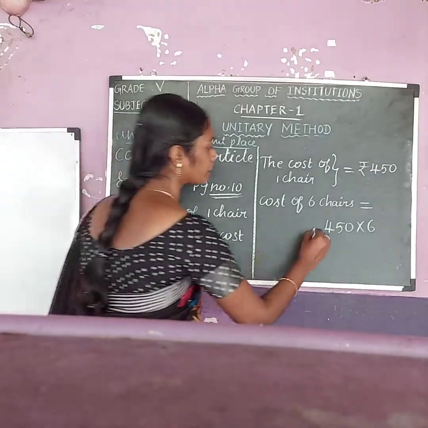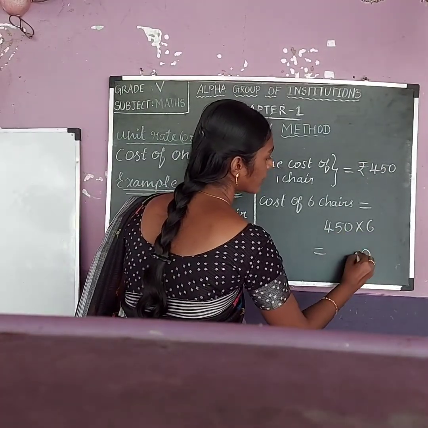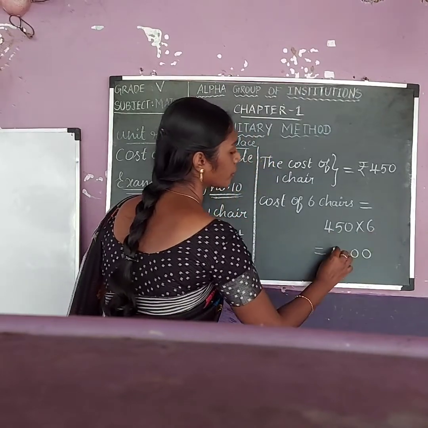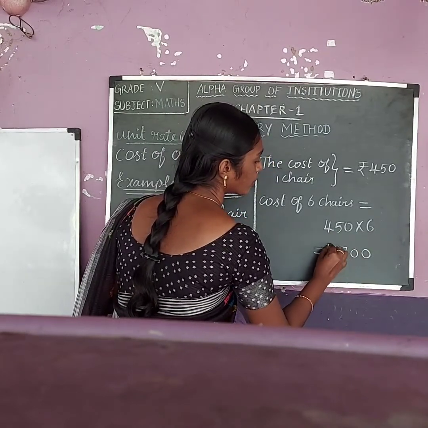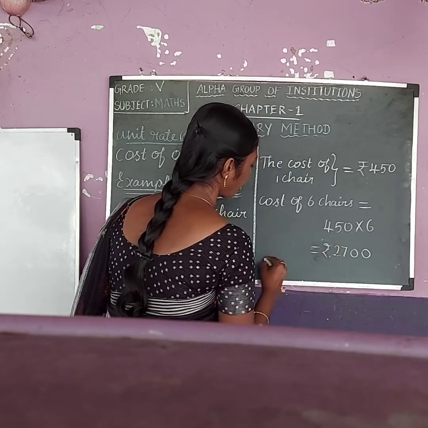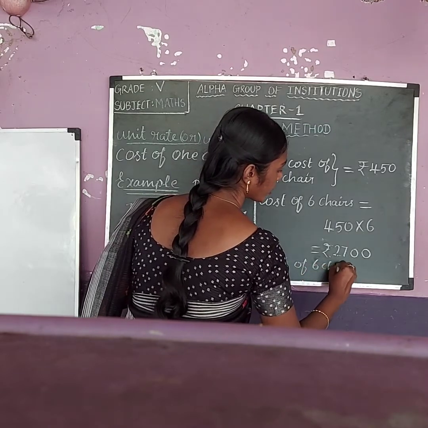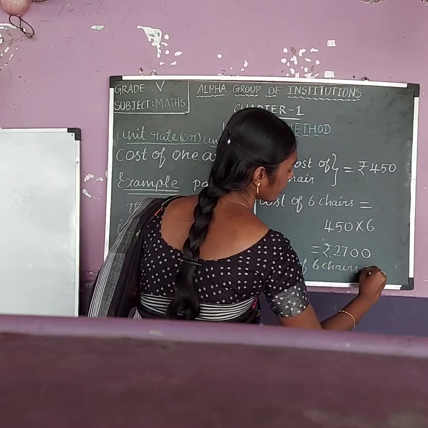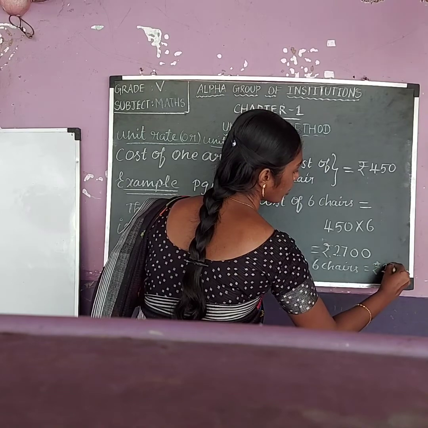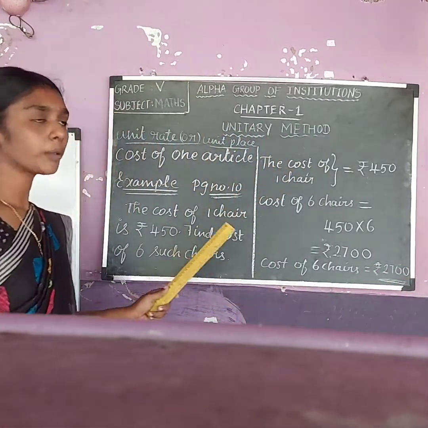What will we get? 450 into 6: 0, 5 6s are 30, balance 3, 6 4s are 24, plus 3 is 27. So 2700. So the cost of 6 chairs is equal to rupees 2700. Clear, children? Once again I am explaining to you.